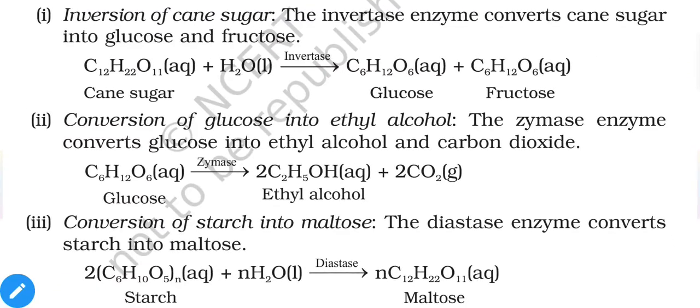So the first example is inversion of cane sugar. The invertase enzyme converts cane sugar into glucose and fructose. So we have cane sugar, C12H22O11, that means sucrose, with water. In the presence of invertase enzyme, it gives glucose and fructose. Now, inversion of cane sugar, what does it mean? Inversion means the optical activity of the solution before and after the reaction will be flipped.